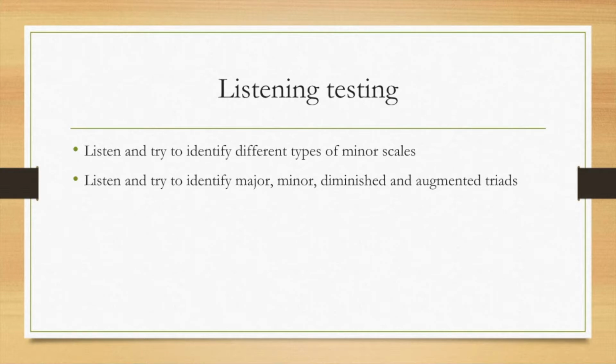All right, now the second part of the listening test is to try to identify major, minor, diminished, and augmented triads. I'm going to play each one for you. The major triad, we've been listening to those for a long time. Minor triad, diminished triad, and augmented triad. Okay, only 4 different things to choose from.